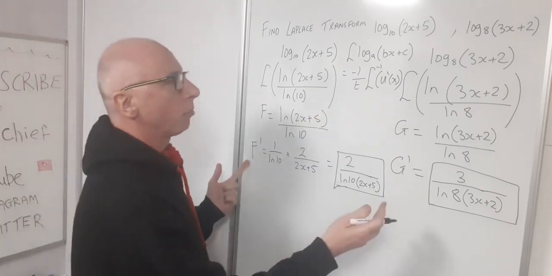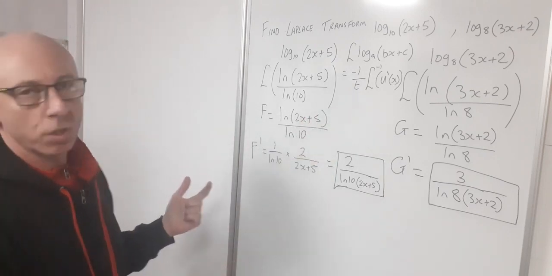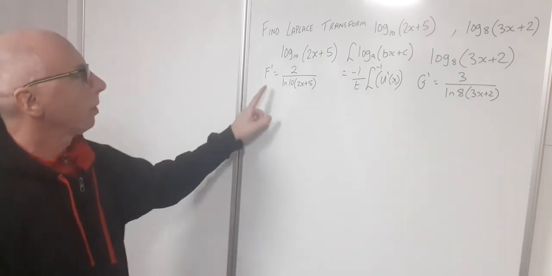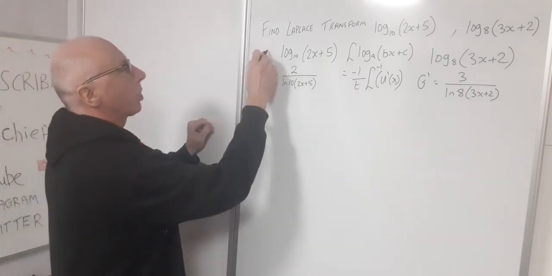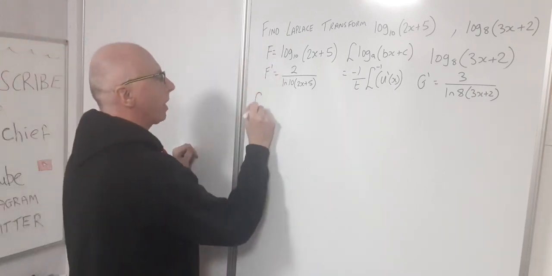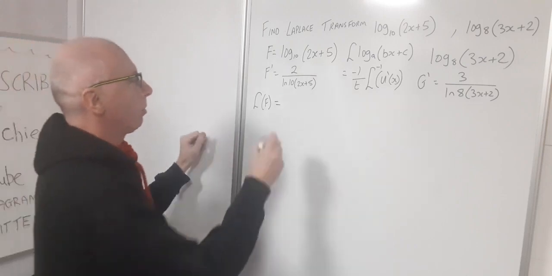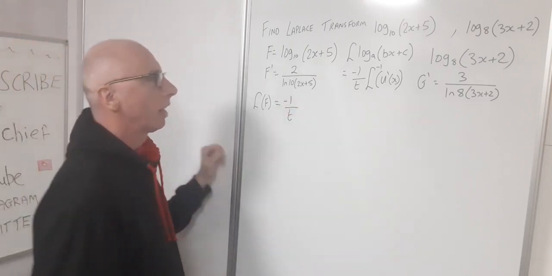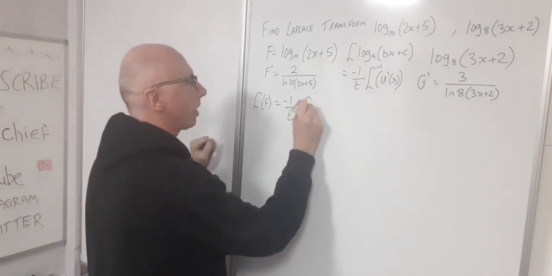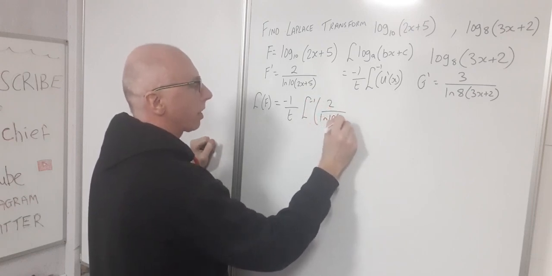Okay, so now I'm going to clear these off the board, and then we can go with the inverse Laplace transform using this generic result for both terms. So there are the results on our board so far. This one here was our function f, and this is our f prime. Now what we want to find is the Laplace of f. Using our generic formula, we've got minus 1 over t times the inverse Laplace of the derivative. So we want the inverse Laplace of 2 over ln 10 times 2x plus 5.